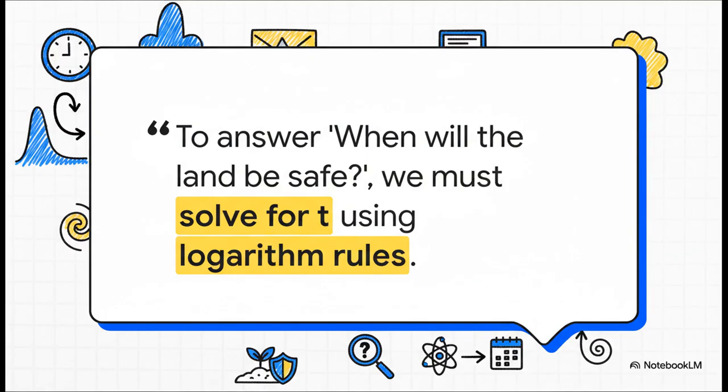Using a tool called a logarithm, which basically acts like an undo button for this kind of exponential math, we can flip the equation around. Instead of just calculating decay, we can actually solve for t, for time. This lets us independently answer crucial questions like, when will this land be safe to live on again?